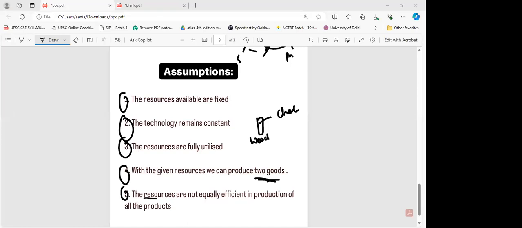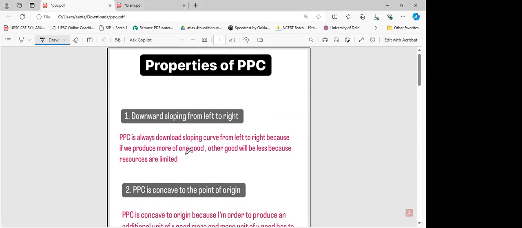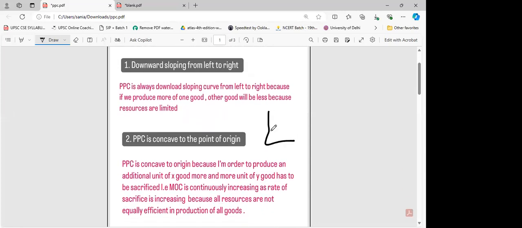Now let's come to how your PPC looks. What are the properties of PPC? First thing, it is always downward sloping from left to right. So your PPC is always downward sloping, right? Is it clear? And the second property is that PPC is concave to the point of origin, like this. You can see it is coming from left to right and concave. Of course, there are a few assumptions, like in some cases it is convex also, but generally PPC is concave.